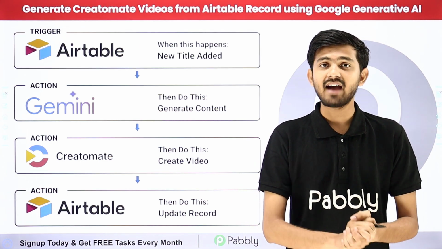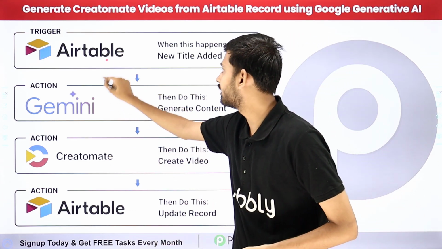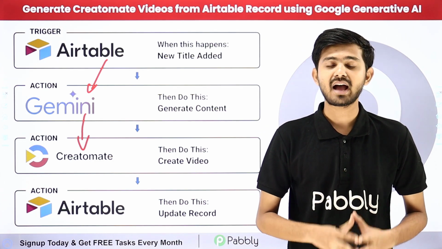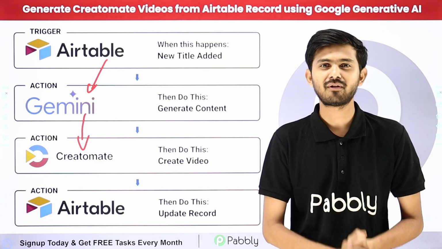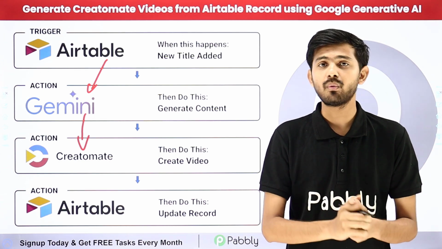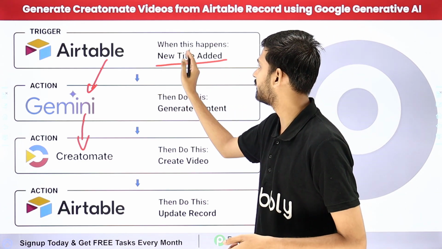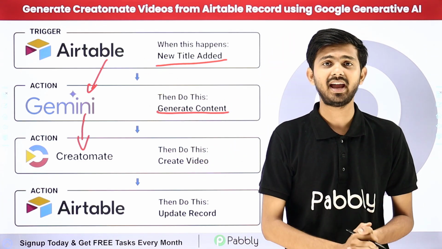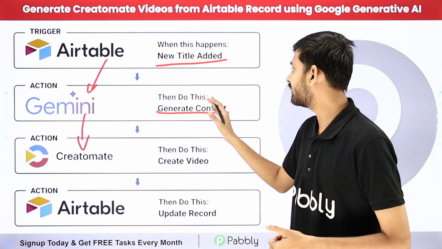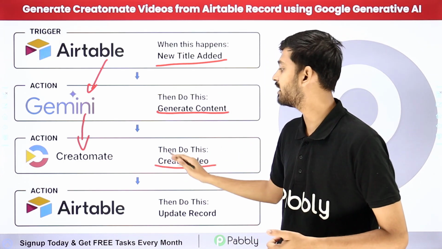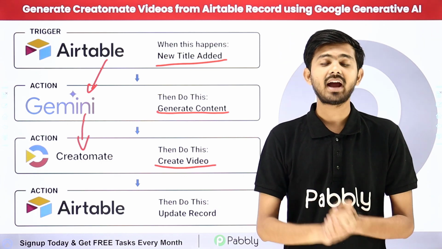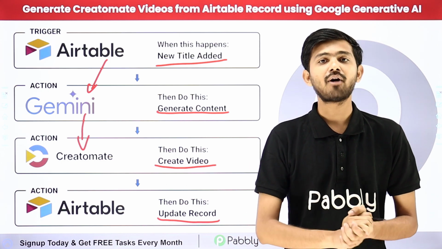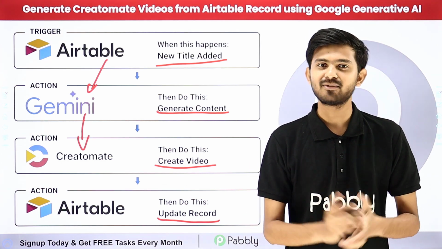So for my objective, I have to build a connection between Airtable, Google Generative AI and Creatomate. For building this connection, I'm going to use Pabbly Connect, which is an amazing software for automation and integration. Now with Pabbly Connect, as I add the new title of my video in Airtable, automatically I'm going to generate the content by using Google Generative AI or Google Gemini, and after generating the content, I'm going to create my video by using Creatomate. As I get all these details, I'm automatically going to update the record in Airtable too. So how am I going to build this connection? For that, let me take you to my computer screen.